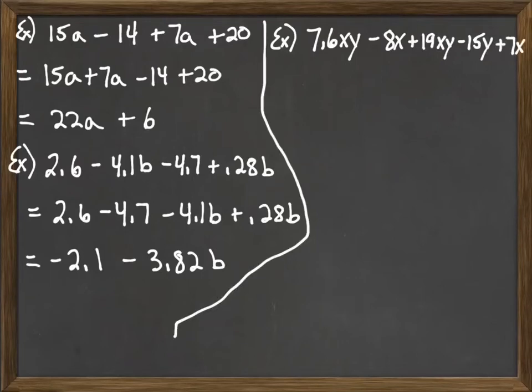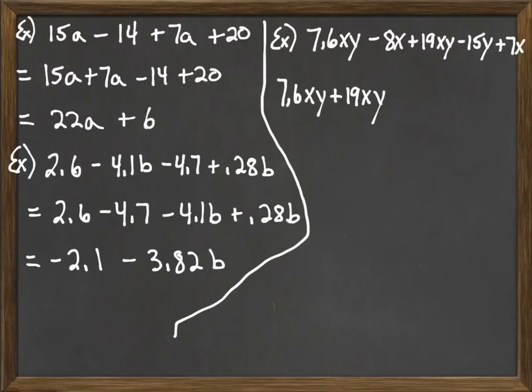Okay, so let's consider this next example here. 7.6xy minus 8x plus 19xy minus 15y plus 7x. So once again, we're going to be adding our like terms. So yes, I again have a decimal involved here at the beginning, at least, the 7.6xy. But it's not going to change how I handle things. I'm going to group my xy's together. So I'm going to take 7.6xy and 19xy.